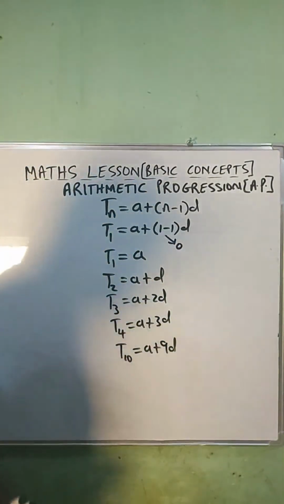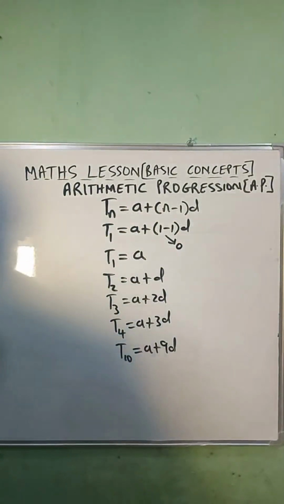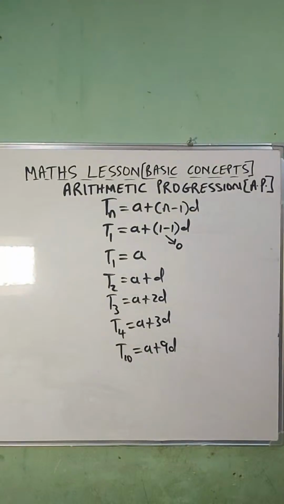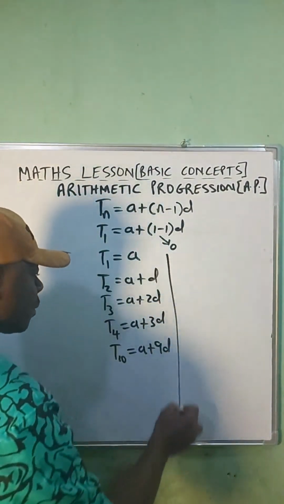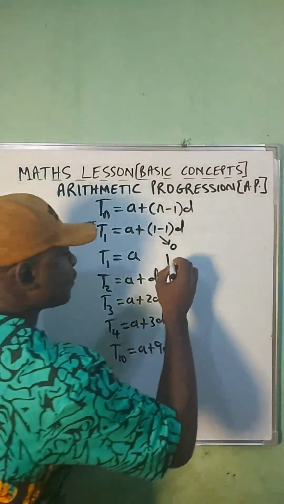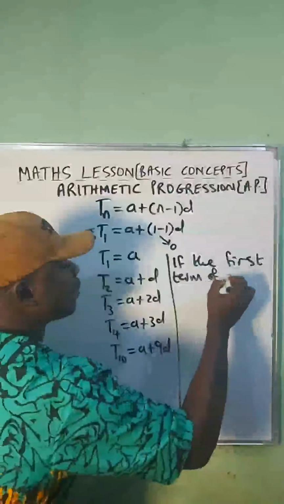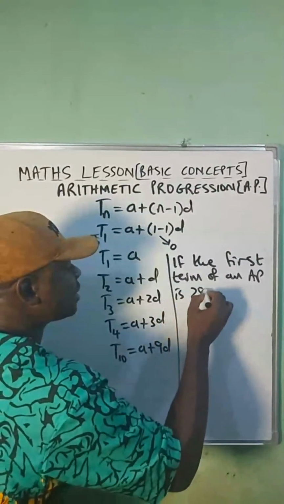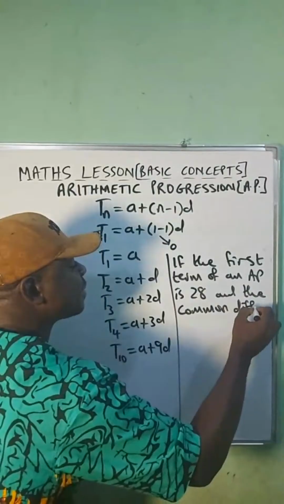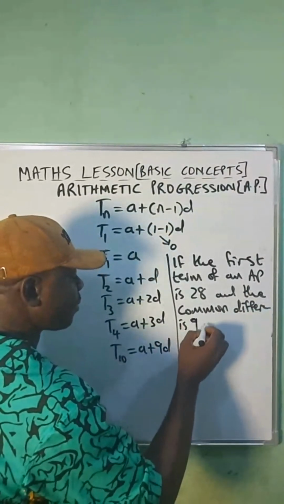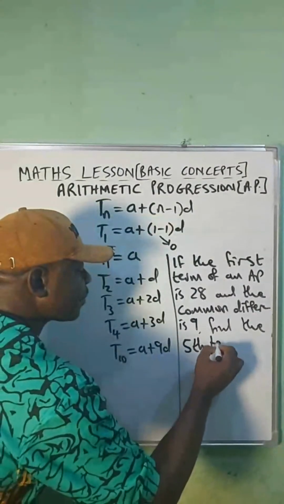Now let us take an example. If the first term of an AP is 28 and the common difference is 9, find the fifth term.